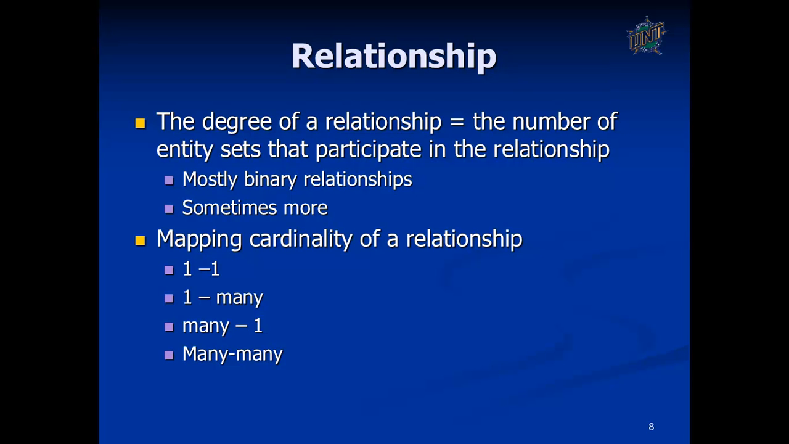1 to many means a student can enroll in many courses. Many to 1 means subordinates and supervisor, or subordinates and superior, or employees and director. Many to many means courses and students. One student can take admission in more than one course, and in one course there can be many students.